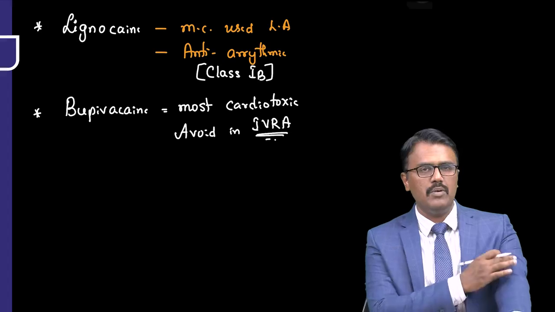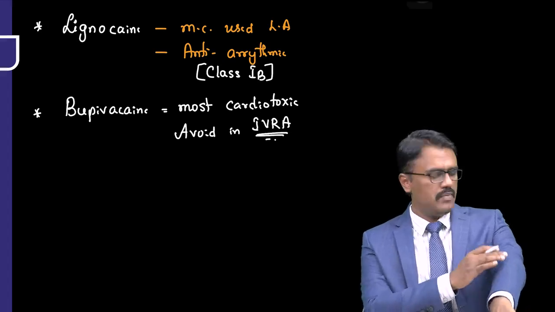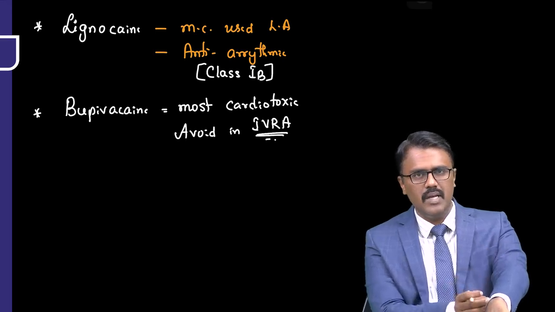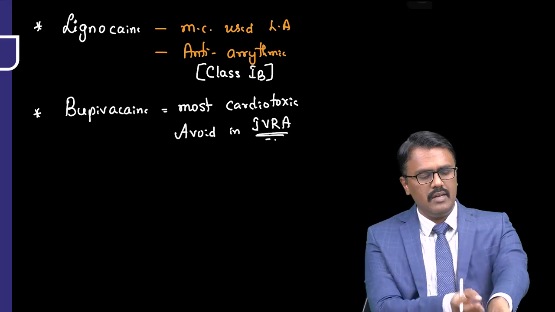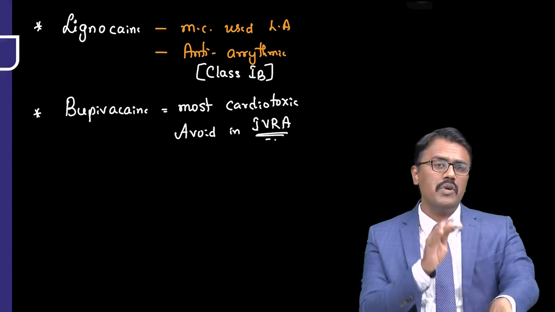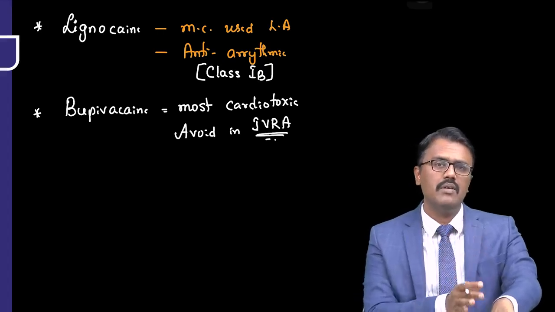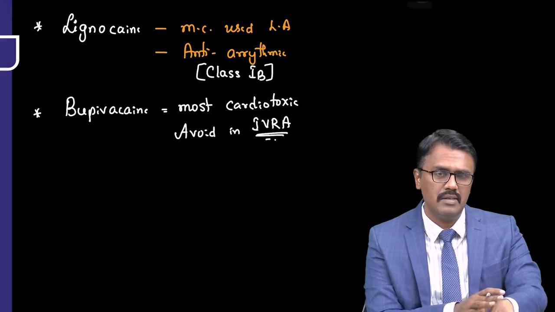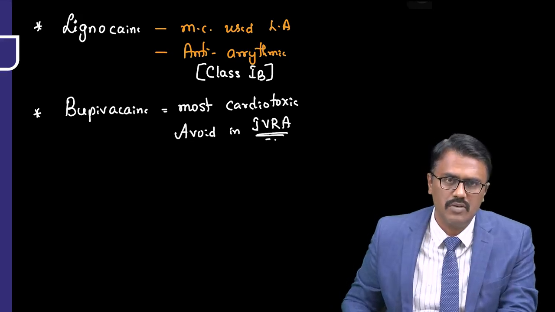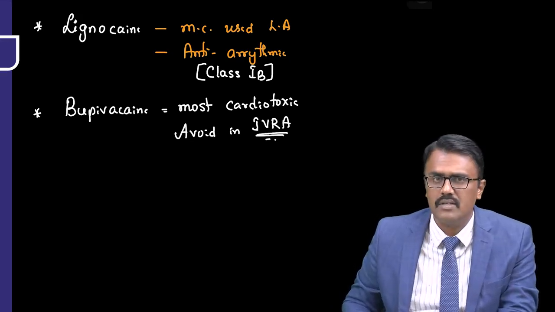What we do is we want to do local surgery in the arm. We inflate a cuff and we give the local anesthetic locally. Because the cuff is inflated, the drug is not going systemically, it will act locally. But bupivacaine is so toxic, we don't want to give that in intravenous regional anesthesia, because even a small amount can cause cardiotoxicity. So avoid in intravenous regional anesthesia.